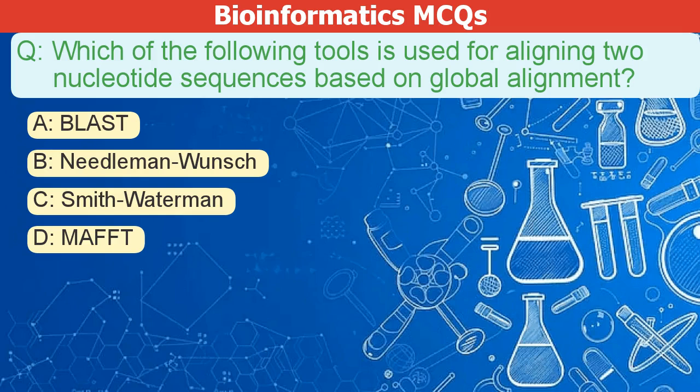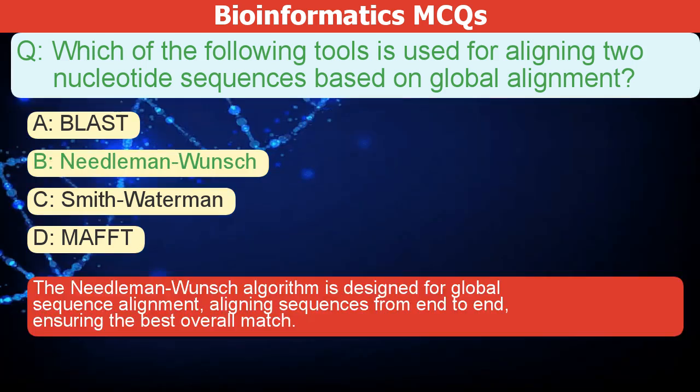Which of the following tools is used for aligning two nucleotide sequences based on global alignment? A. BLAST. B. Needleman-Wunsch. C. Smith-Waterman. D. MAFFT. The correct answer is B. The Needleman-Wunsch algorithm is designed for global sequence alignment, aligning sequences from end to end, ensuring the best overall match.